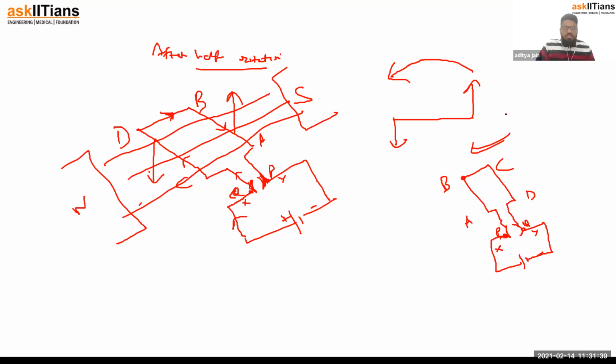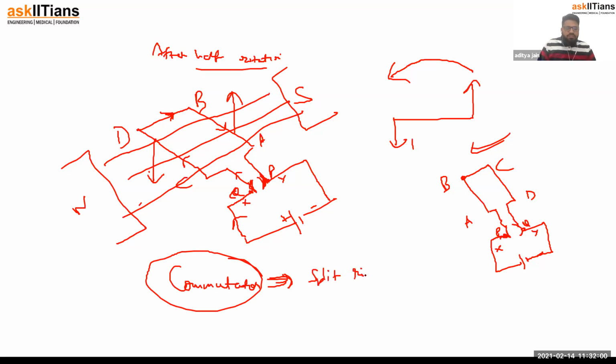Yes or no? Because the split rings were moving with the arms, that's why the current reverses in direction. So there is something known as a commutator. A commutator is anything which changes the direction of current with time. So in the case of the electric motor, split rings are acting as a commutator because they make the direction of current reverse.